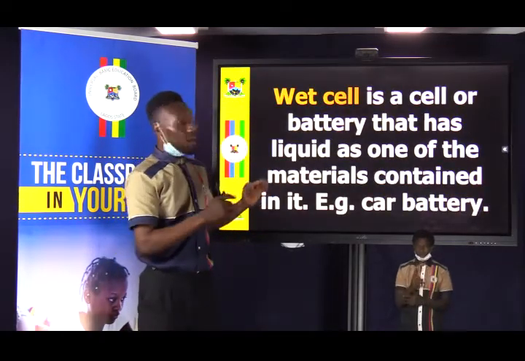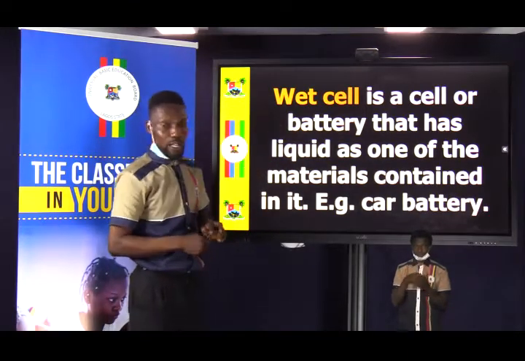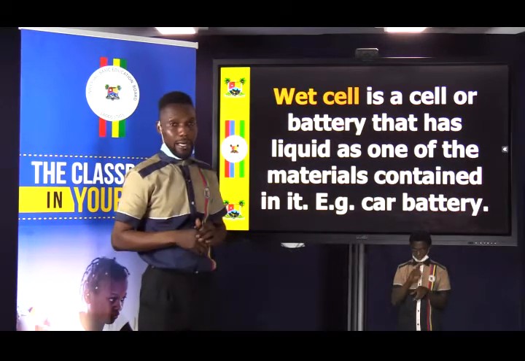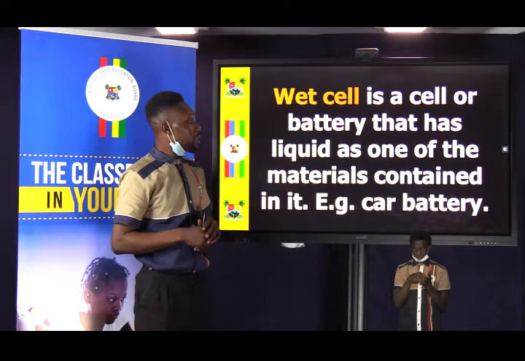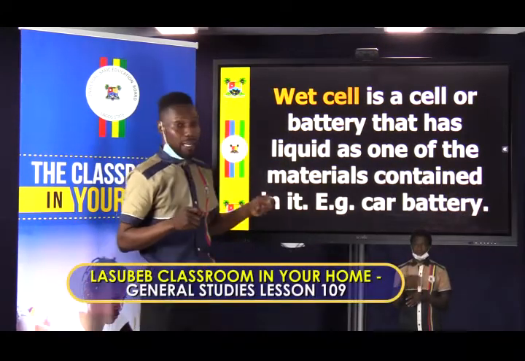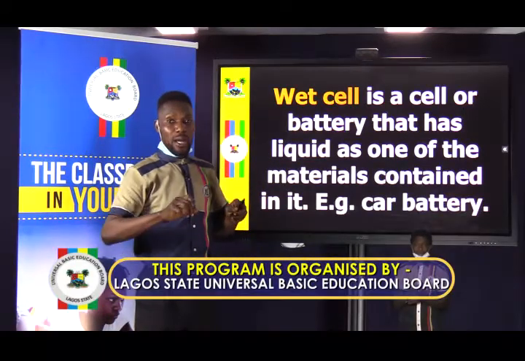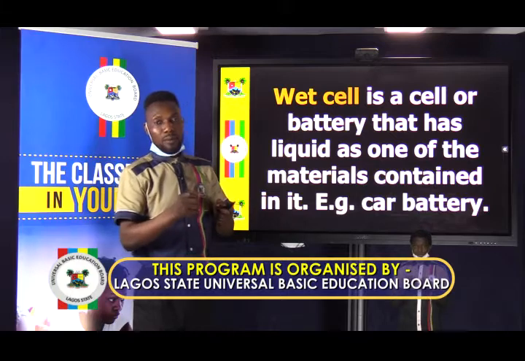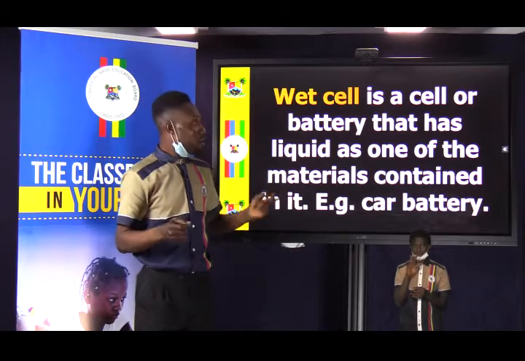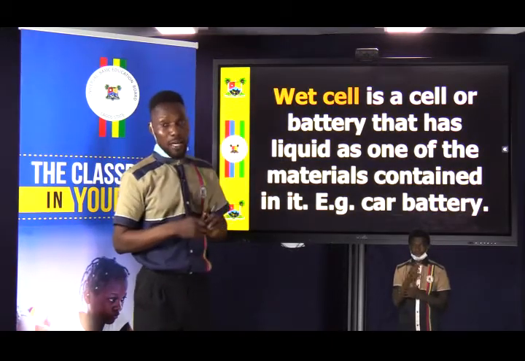Now, talking about the second type of cell, that is wet cell. Wet cell is a cell or battery that has liquid as one of the materials contained in it. Like the dry cell I showed you, maybe you have seen where they try to break one of the batteries of your torch before. You can see that what you have there is dry. It cannot be liquid like the one we are talking about here.